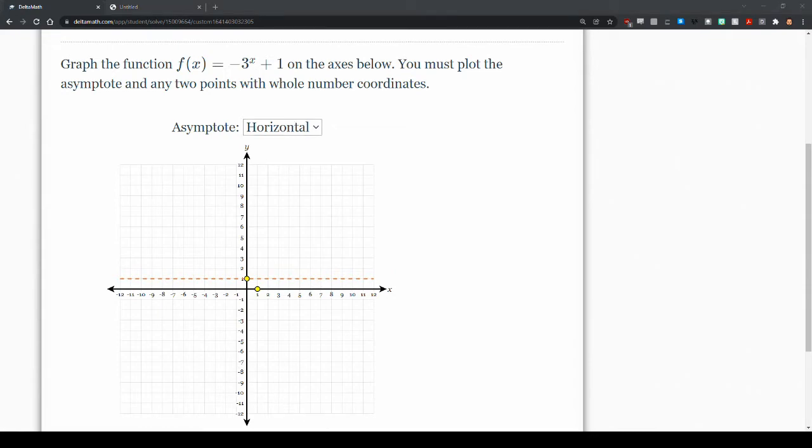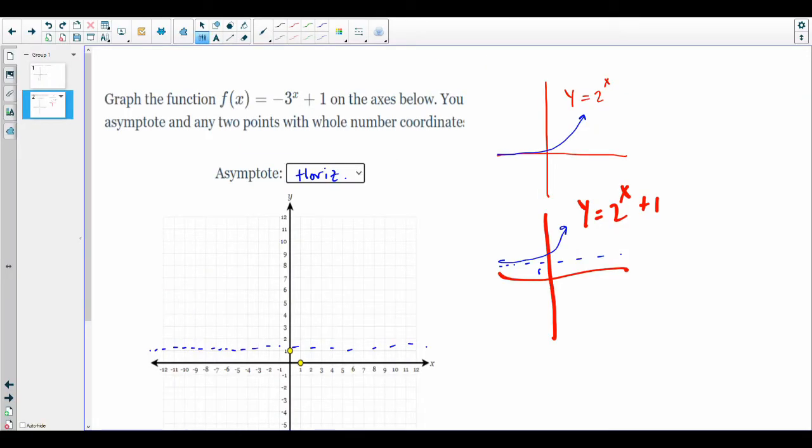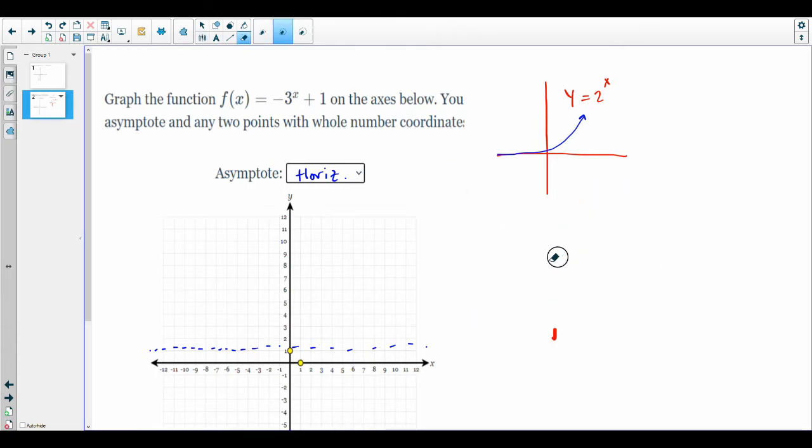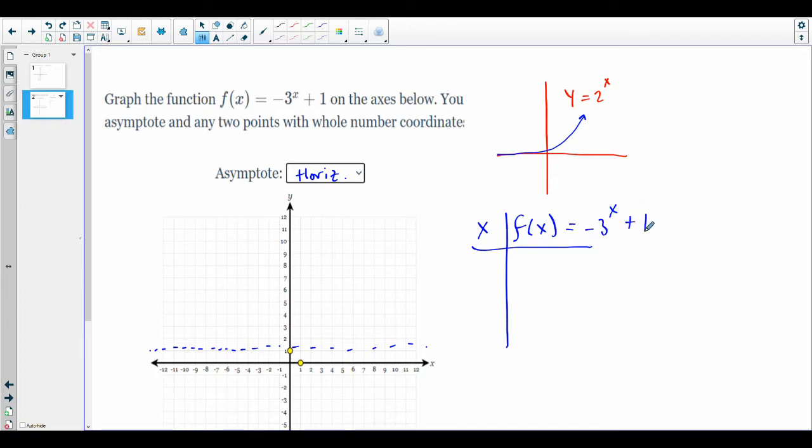And the easiest way to plot the graph is to pick a couple points that are very easy to work with. So we're going to make a table here. On one side we'll have x. On the other side we'll have our function f of x equals -3 to the x plus 1. Some easy things to pick are 0, 1, and 2. Why? Because it's easy to raise things to the 0 power, to the first power, and to the second power.